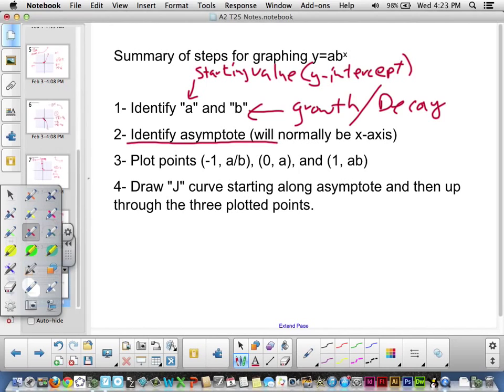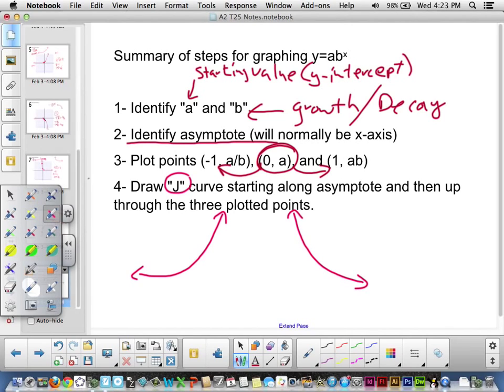Plot some points. I always start with 0, when x equals 0. And then move on, do when x equals 1. Then go backwards and do when x equals negative 1. And then through those 3 points, you're going to draw a J, either a growth or a decay J, or, if necessary, reflected growth or decay J's.